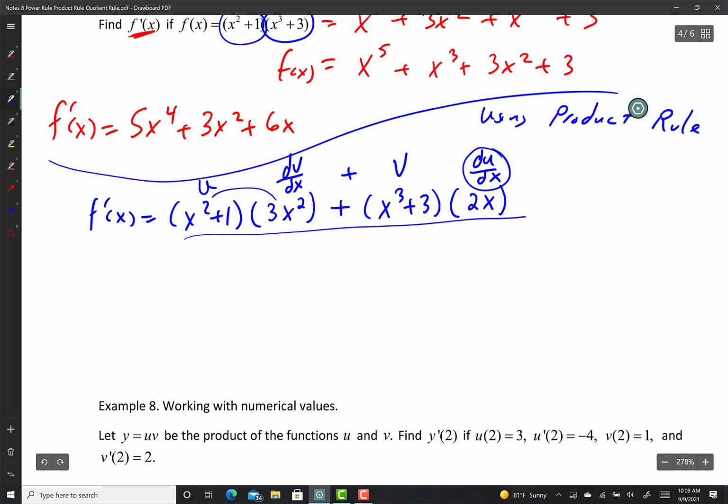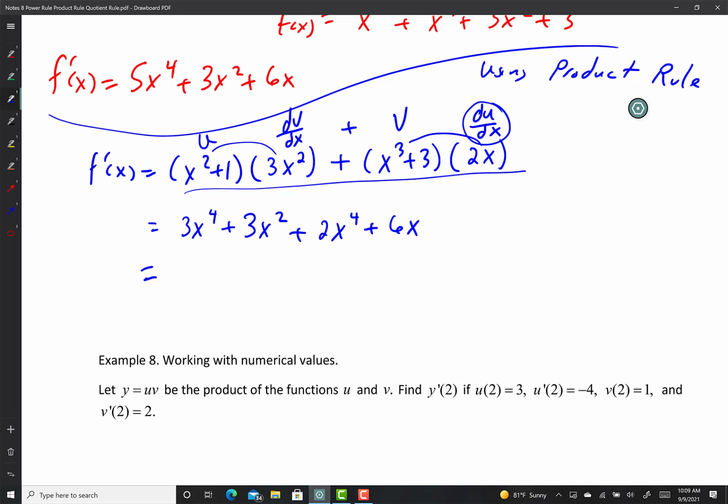Let's distribute. 3x squared times x squared, 3x to the fourth. 3x squared times 1, 3x squared. Plus, let's distribute that 2x there. 2x times x cubed, 2x to the fourth. 2x times 3, 6x. Combine like terms, if there are any. 3x to the fourth plus 2x to the fourth is 5x to the fourth. And then plus 3x squared plus 6x. Did we get the same thing? Yes. Product rule works.